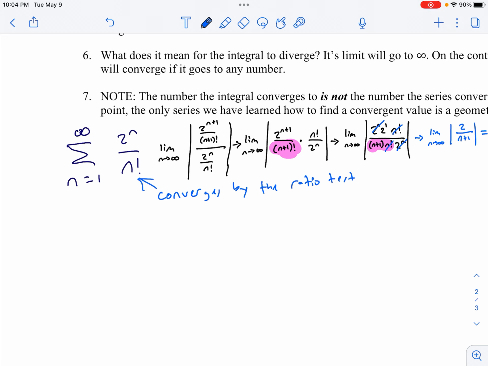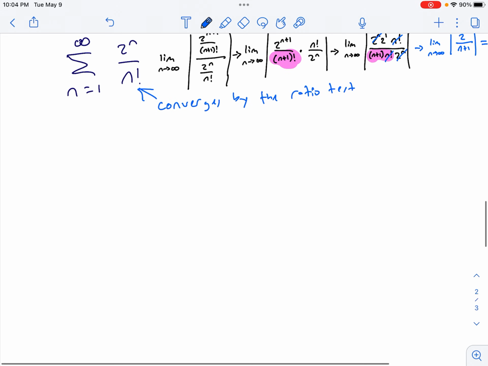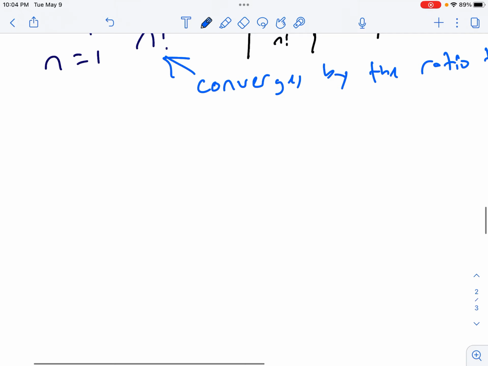You definitely have to work on this. Let's do one more ratio test and just get a little bit more practice here. So here we go. Let's say the summation from n equals 1 to infinity of, well, let's do something really kind of crazy looking, n to the nth over n factorial.